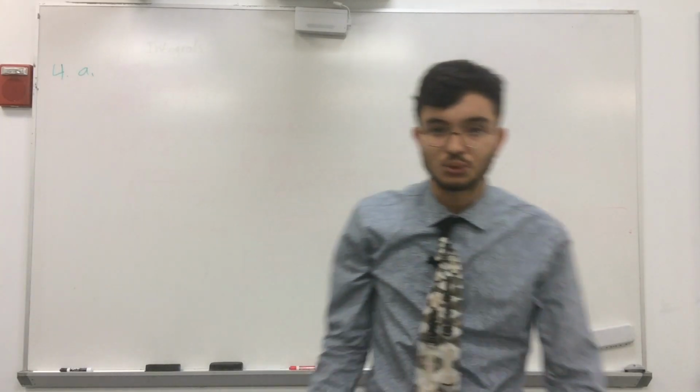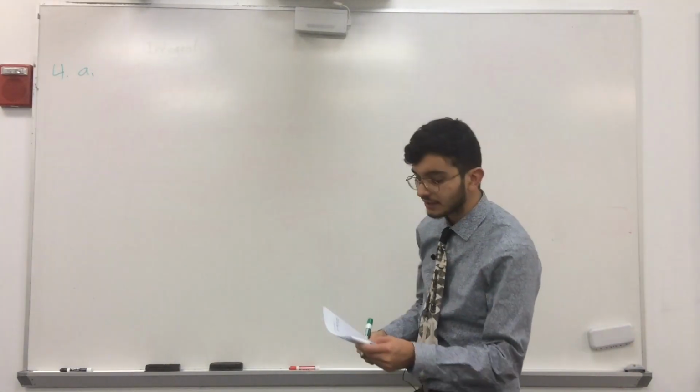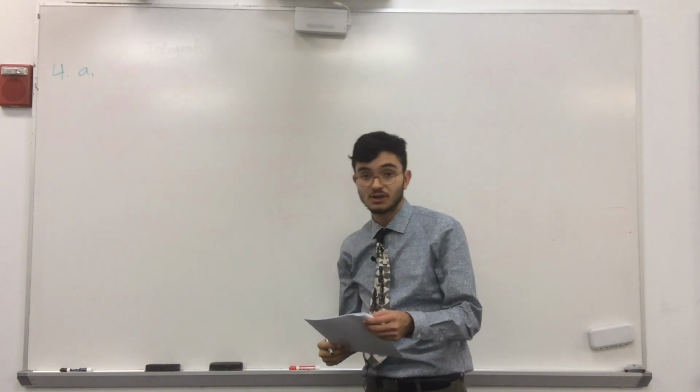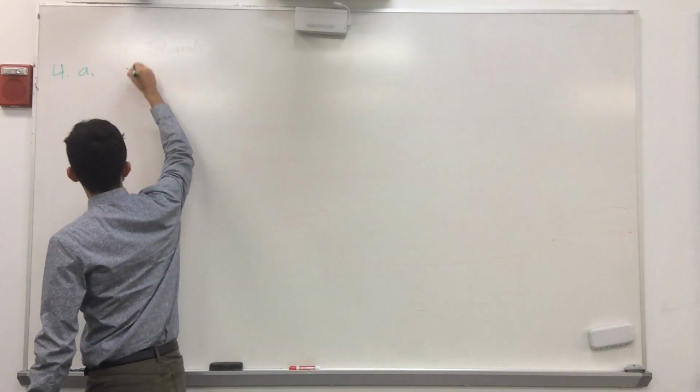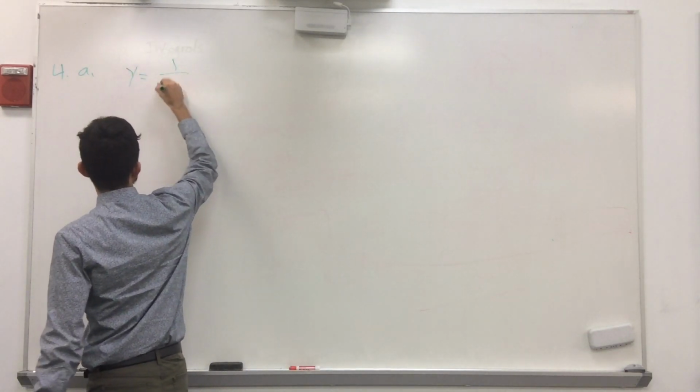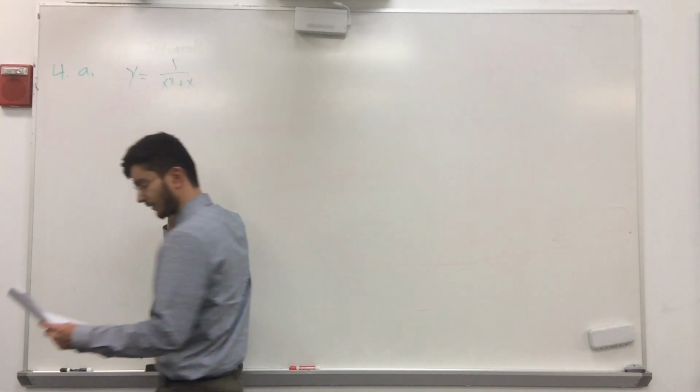All right, so for question 4, we're going to find the volume of the solid obtained by revolving the region enclosed by y is equal to 1 over x squared plus x. So we've got the function y is equal to 1 over x squared plus x, right?